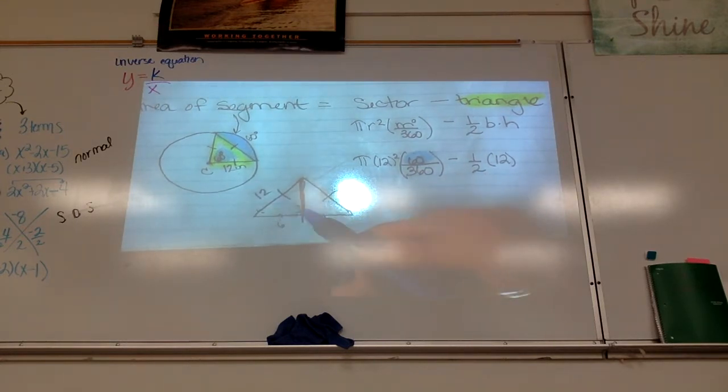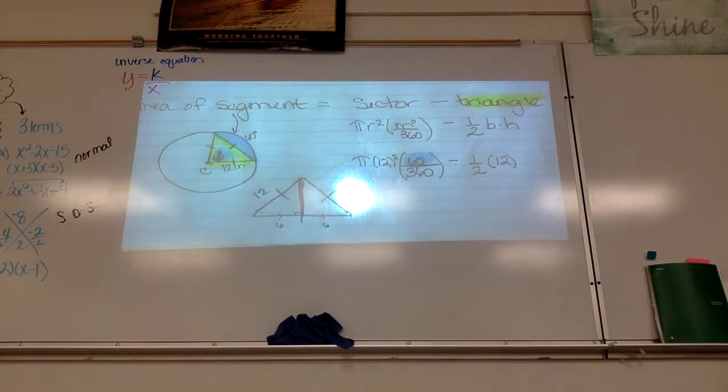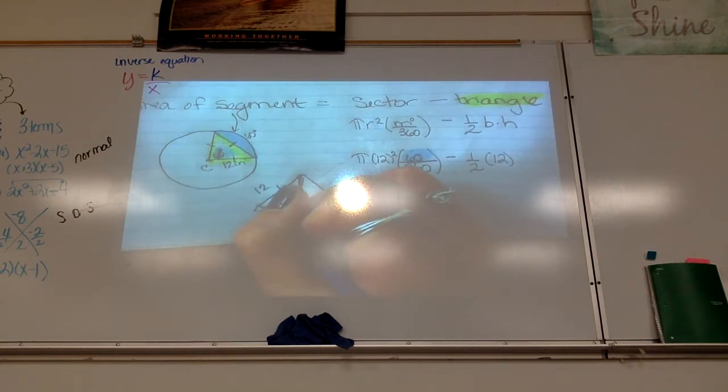I'm gonna keep going. You listen. 6 is my half of the base. 90 degrees because the height does that. 12 is the hypotenuse. How can I find this measure? Tangent of something, something, something. Sure. What's easier, Derek?